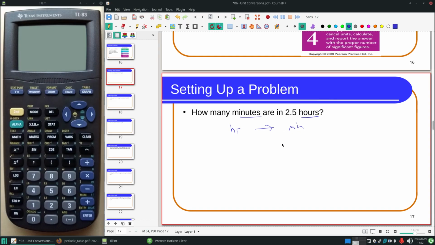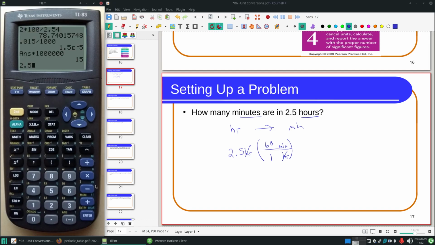Fortunately, this can be a single conversion because I think everybody knows how many minutes are in an hour. So I'm going to write down the 2.5 hours, and then I'm going to have just a single conversion factor that converts hours into minutes. And I have hours on the bottom, so those units cancel out. And then I just add in my number. 1 hour is 60 minutes. Then I just need to take 2.5, multiply it by 60 to get my answer.